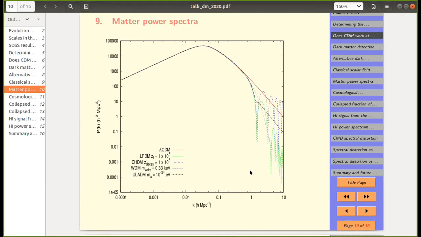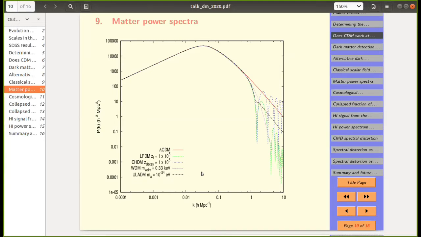And you can see there is a whole range of models. LFDM is a late forming dark matter model. There is a charge decay model, which can actually have power even more than CDM, for reasons I'll not go into. You can have a warm dark matter particle, which again will lead to depletion of power at small scales. And then there is the ultralight axion model. Just one model is shown here, 10 power minus 24 electron volt. And yet again, you see that it leads to depletion of power at small scale.